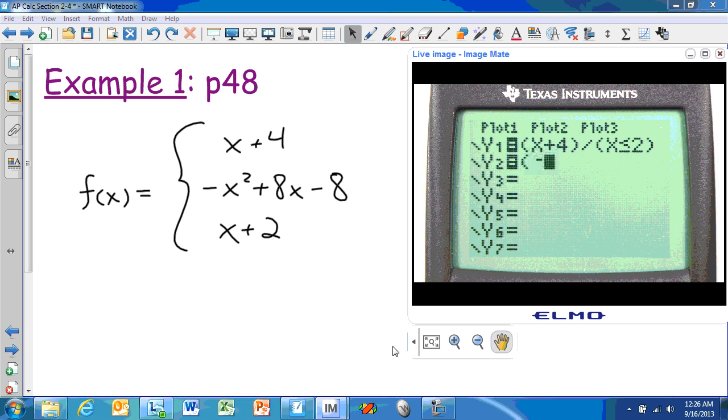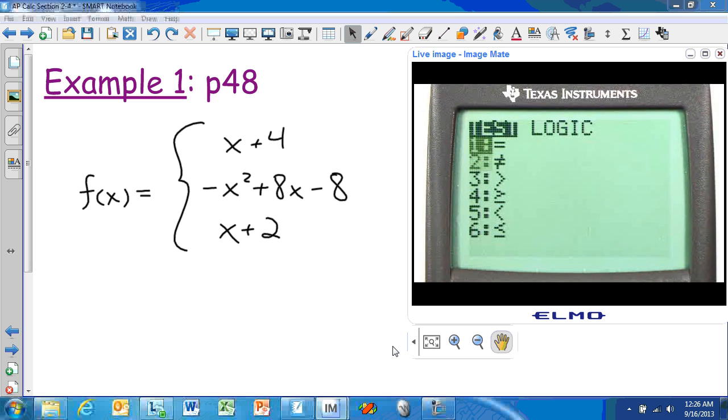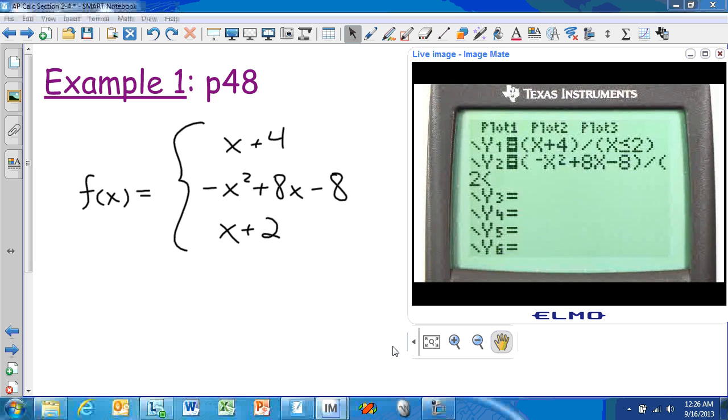It's negative x squared plus 8x minus 8. And we'll divide that by its domain. That was from 2 to 5. So 2 less than x.